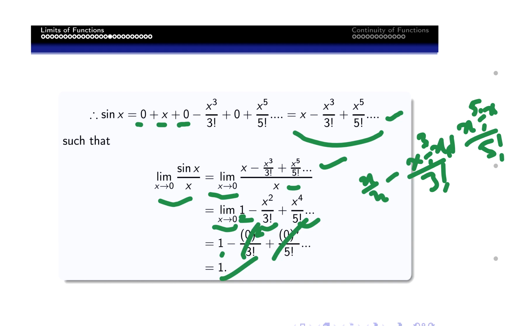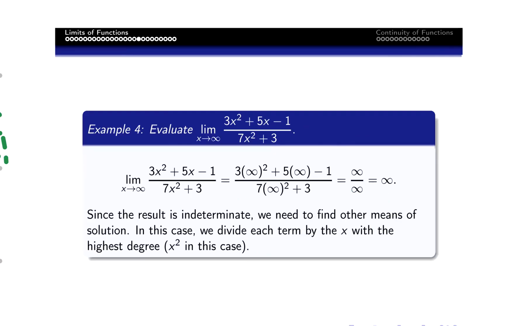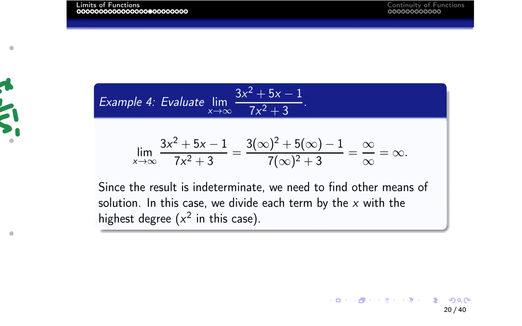So let's go on. Sometimes you also want to evaluate a limit as x approaches infinity. So this is another thing entirely. Like I told you, the rule of thumb is to substitute directly whatever x is approaching. So here you want to evaluate 3x squared plus 5x minus 1 over 7x squared plus 3 as x goes to infinity. So put infinity.